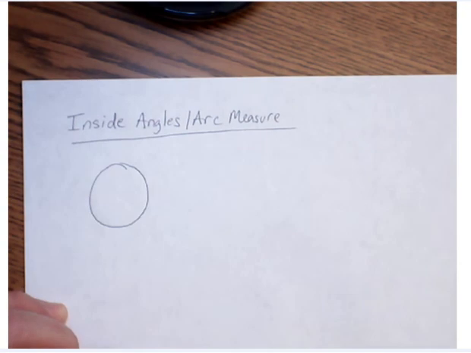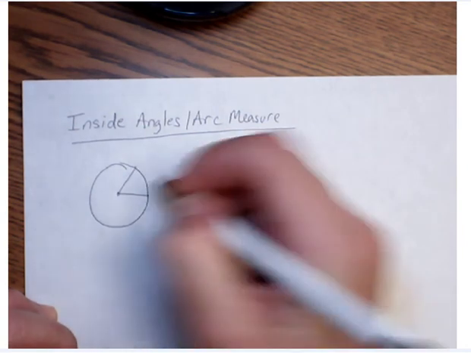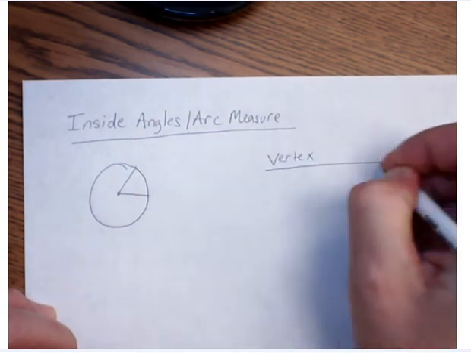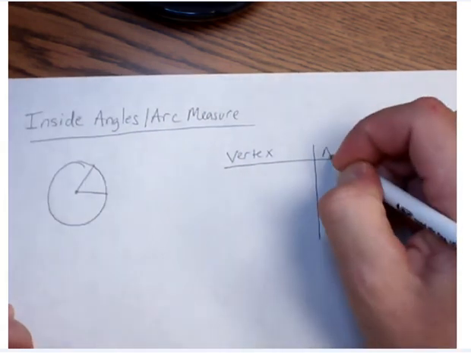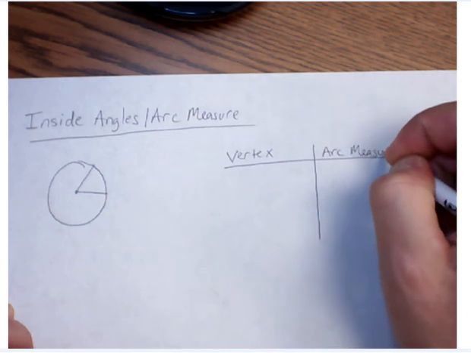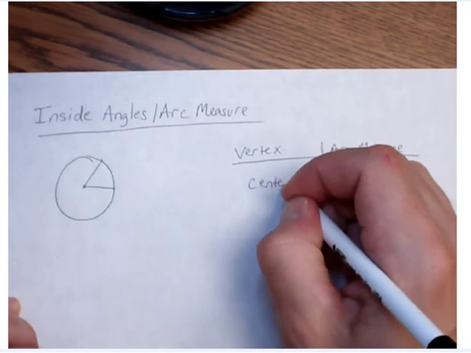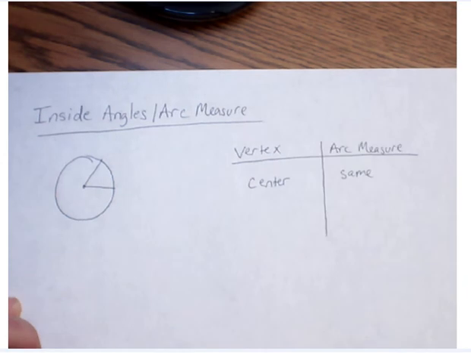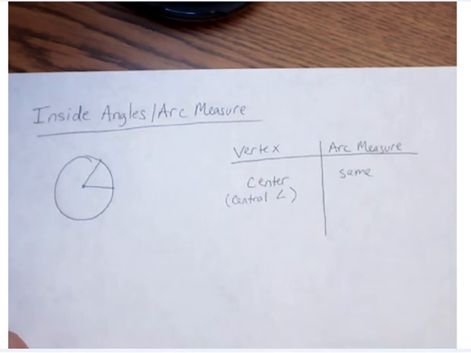Okay, so when you look at a circle, if we were going to put an angle somewhere in this picture, you've got four places where you could put it. You could have the vertex at the center. So on the side here, I'm going to make a little chart: vertex versus arc measure. If the vertex is at the center, then the arc measure is going to be the same as the angle measure. So we call that a central angle, and that's going to be the same as the arc measure.